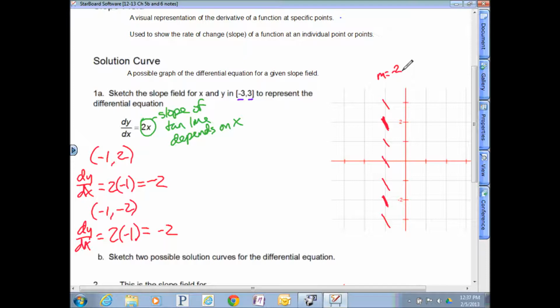Okay, so let's say I pick another value. Let's say I pick x equals +1. So let's say I go to the point 1, 0. What's my slope? Well, my dy/dx now would be 2 times 1, or 2. So when x equals 1, my slope is going to be 2. And they're all, again, going to be the same. That's the idea. So here my slope is 2. When x equals 0, I think my slope is going to be 0.